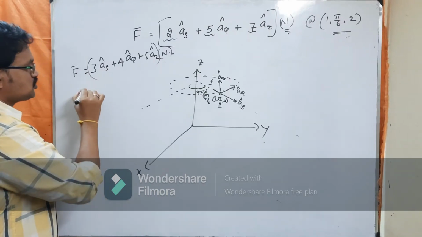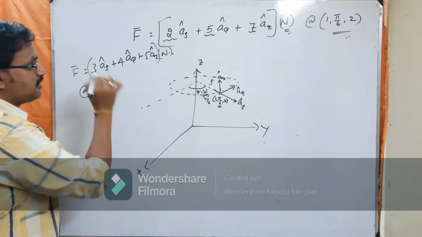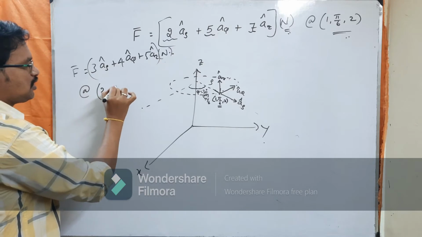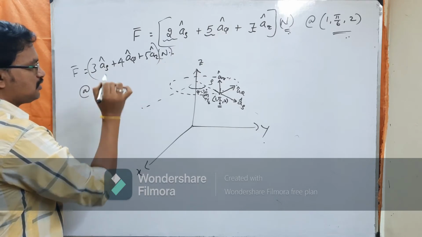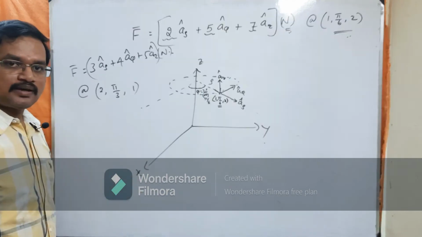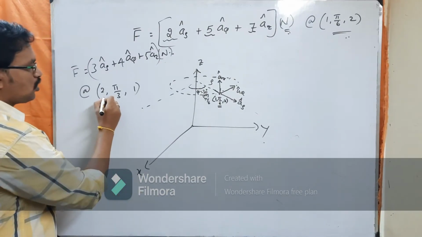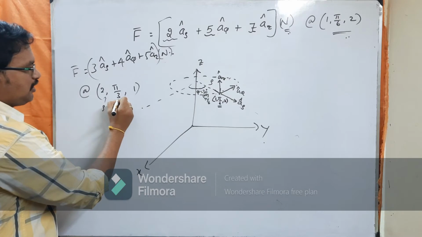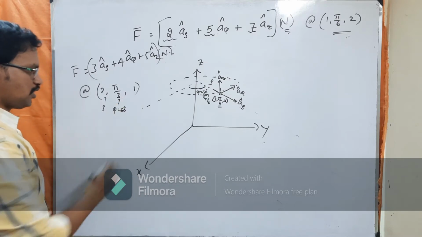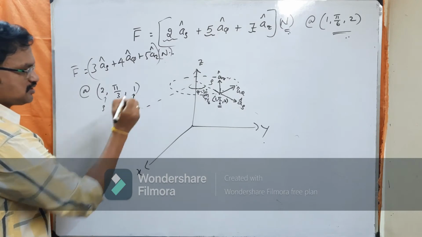Okay, so now I have to specify at what point you are representing this vector. So I am going to give you the point here. Let us say this point is 2 comma pi by 3 comma 1. So rho value is 2 here and phi value is pi by 3, that is 60 degrees. Yes or no? Okay, and this is the z value.